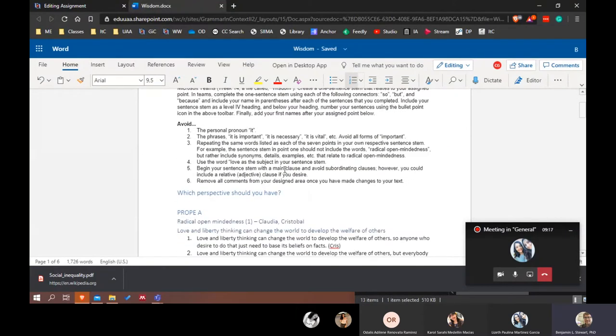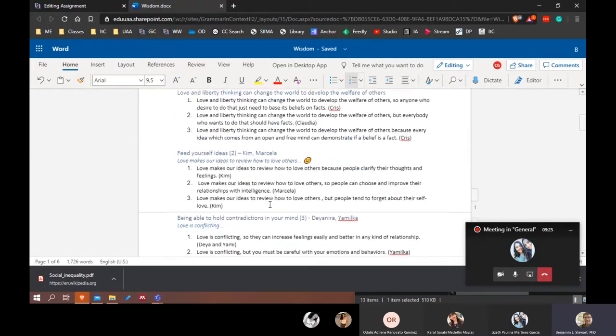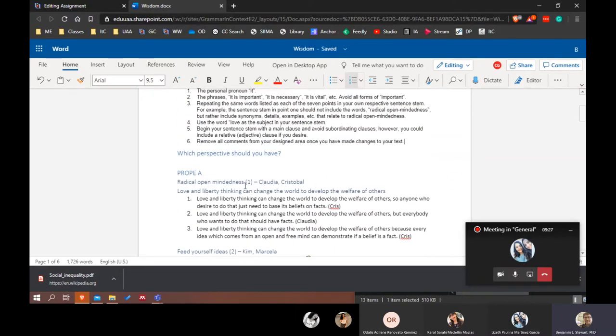So try to, in many of your cases, simplify the sentence stem so that we begin with a subject. And I'm suggesting everyone use the word love as the subject. All right, so try to begin your sentence stems with the word love as the subject and begin your sentence stem with the main clause.